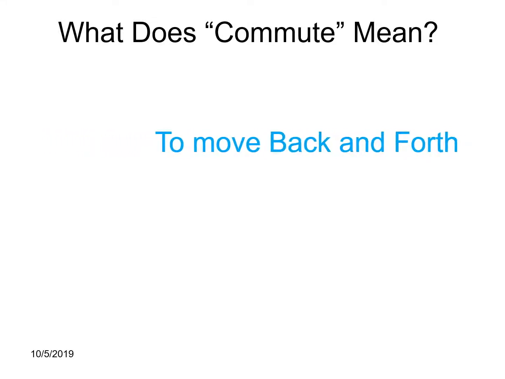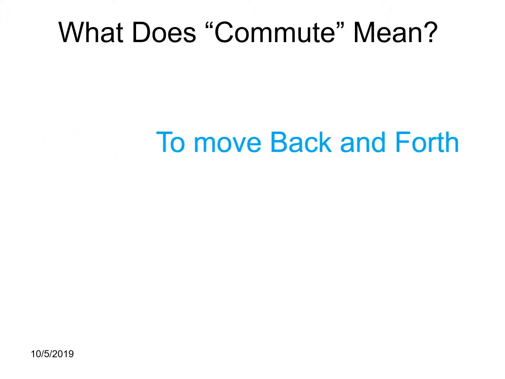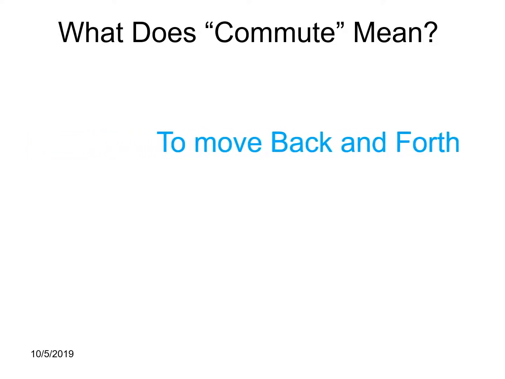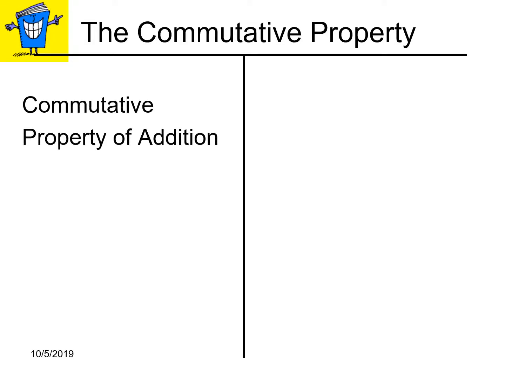So the commutative property means that you move numbers back and forth, and they don't affect the outcome of the problem. The first property we're going to review is the commutative property of addition. And to make it a little easier to use, we're going to call it C+, just to shorten the notation for it so we don't have to say commutative property of addition because it is a mouthful.